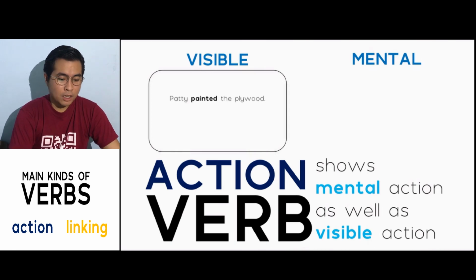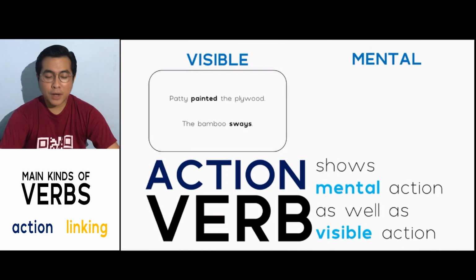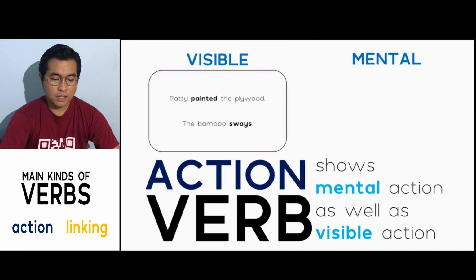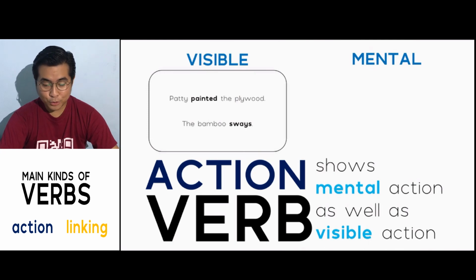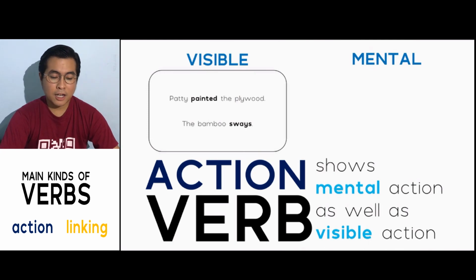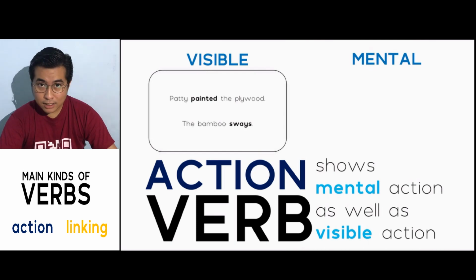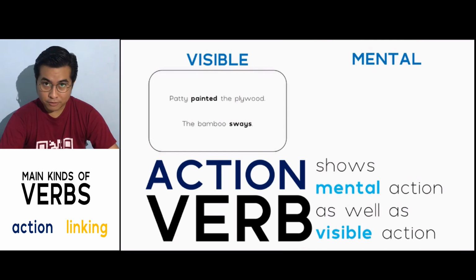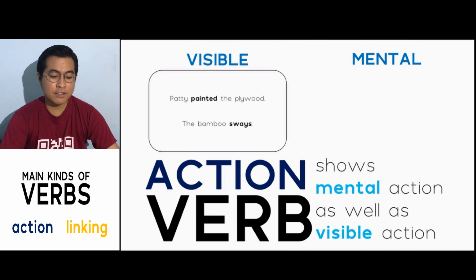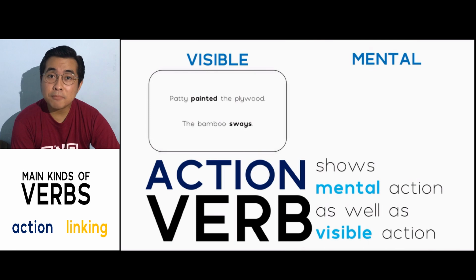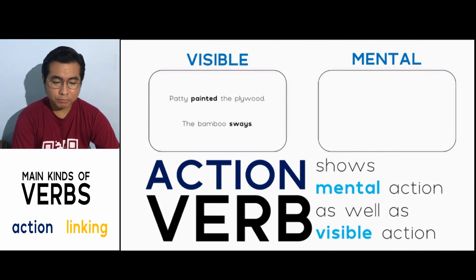The bamboo sways. Here the subject is swaying. So the sways here is an action, a performance that you could see, that you could observe. Therefore, this is a visible action verb. Then the next one is your mental action verb.